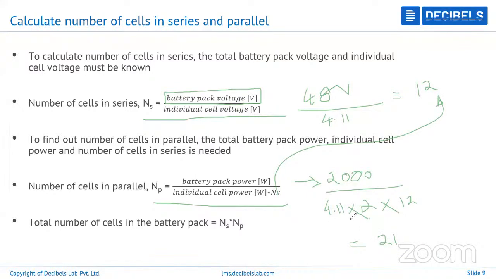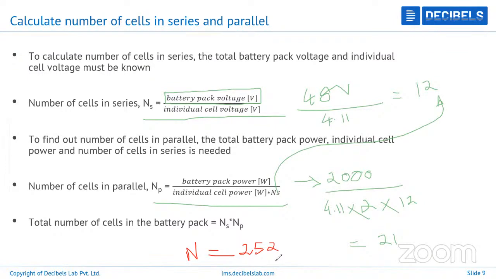So this is how you'd be able to easily calculate how many cells you want in series, how many cells you want in parallel. And then if you take the product of these two, so we have 12, we have 21, we'll have the total number of cells required for a battery pack. So let's do a simple calculation here. That should give you around 252 cells.